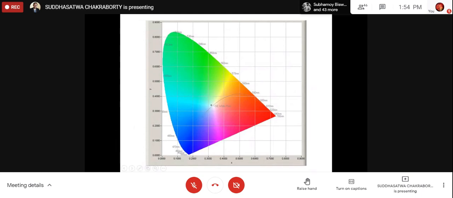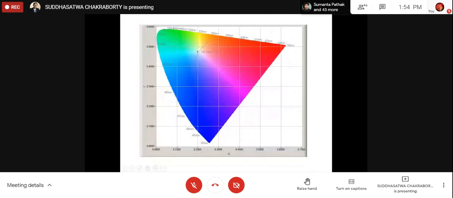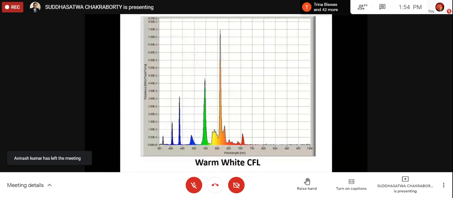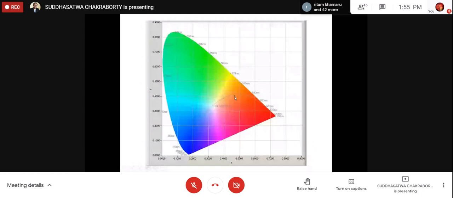In a similar way, this is the warm white compact fluorescent lamp. This is another variety of white, a little bit yellowish white, which we call warm white. Here also you can see a huge discontinuity, and the blue content is much less while the yellow and red content is more. That means it looks more reddish in nature. The previous one was very close to bluish white; this is again becoming reddish. So this yellowish or reddish white will go towards the red point. Can you follow?